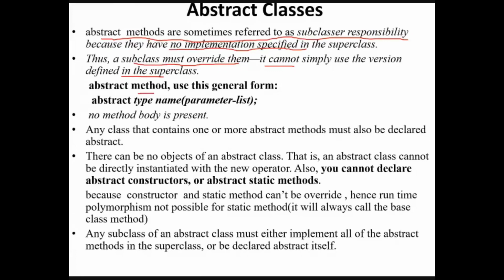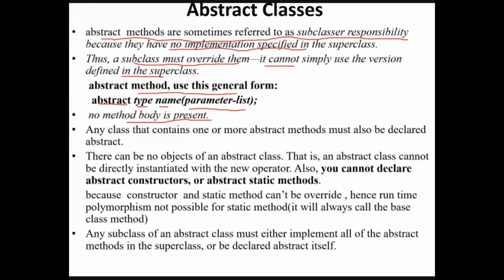The general form of an abstract method is the keyword abstract, then the function return type, the name of the function, and then the parameter list. No method body is present. A pure virtual function does not have a body. No, a pure virtual function does not have a body. Am I correct or not? Yes, ma'am. Like this, an abstract method does not have a body.